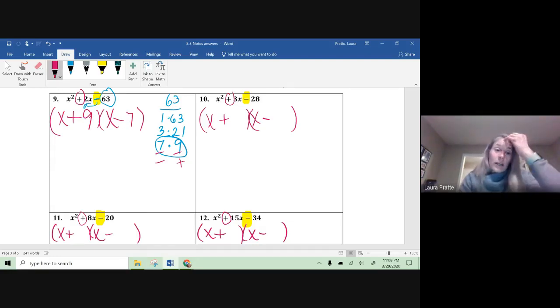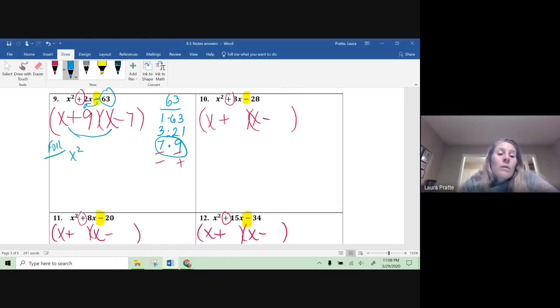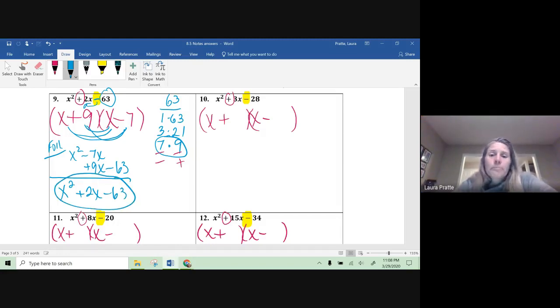And then if you want to check it using your foiling, you can go ahead and check it. So if we want to do that for this one, we get x times x is x squared minus 7x plus 9x minus 63, and then you can make sure that those middle numbers add up to what you had on that original problem, just like that.